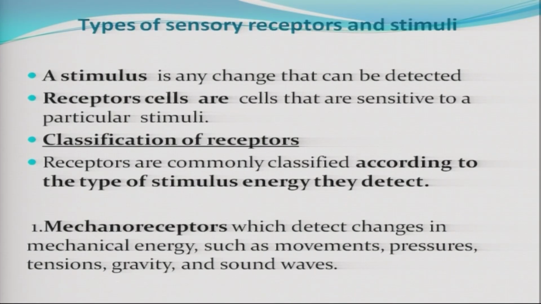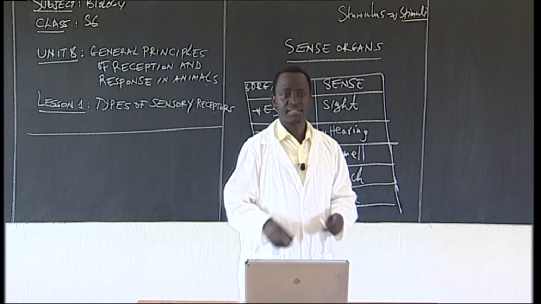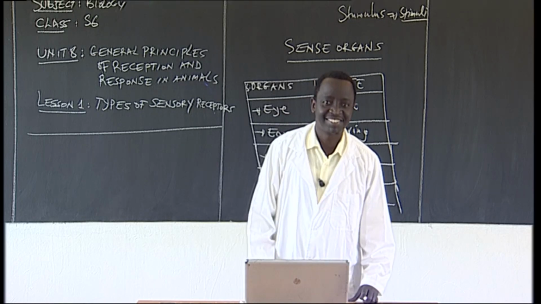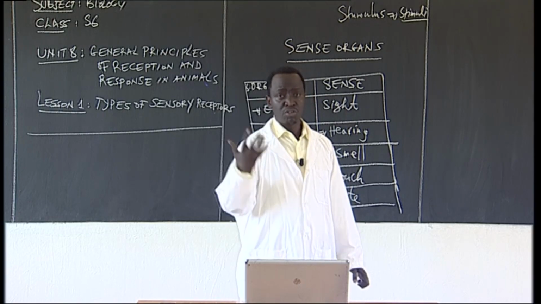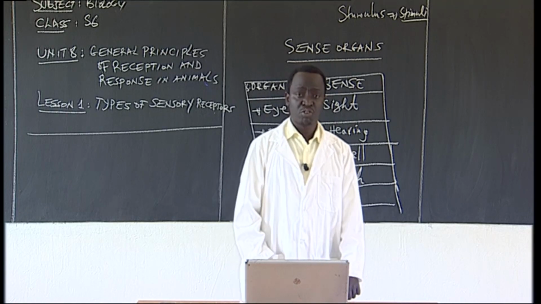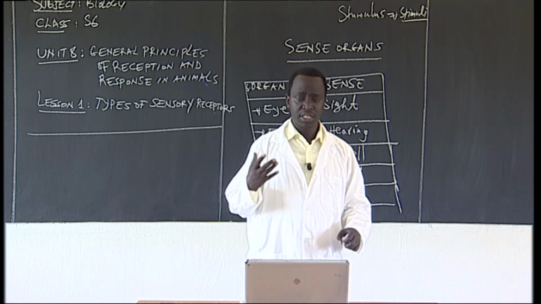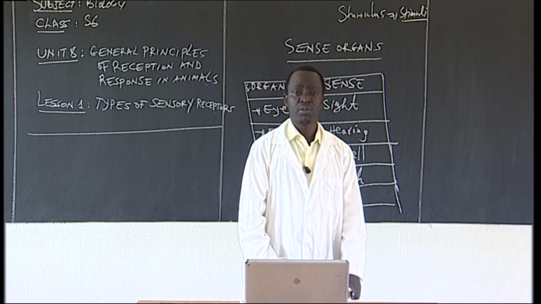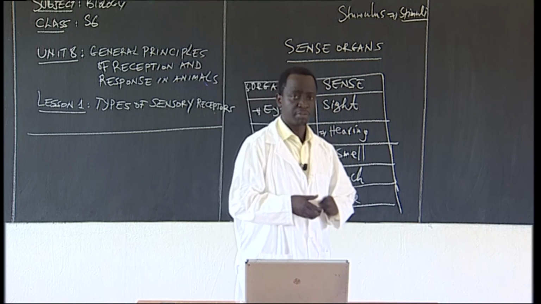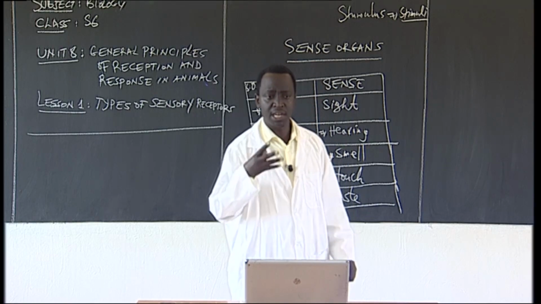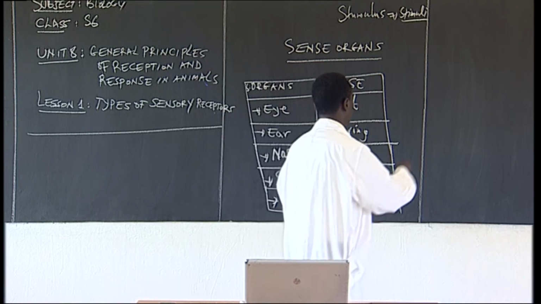Nice. Now, we have types of receptors, types of receptor cells. Receptor cells are classified according to the types of stimulus they detect. If we classify the receptors according to the types of stimulus they detect, we have the following types of receptors. We have what you call mechanoreceptors.